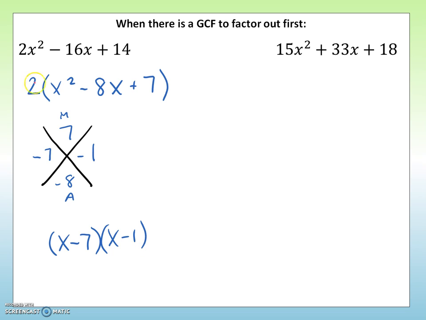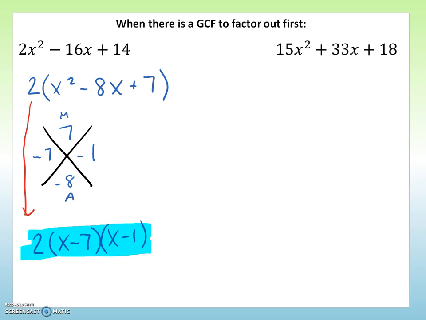But since we had a GCF at the beginning, that needs to also be brought down. Right? Because if we multiplied all of this together, it would bring us back to our polynomial form. So this is our factored form.